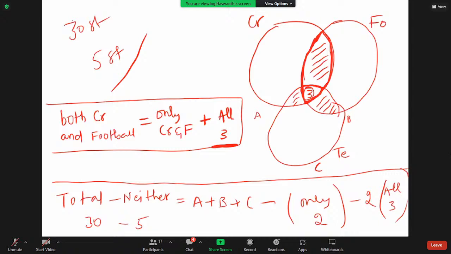because a slight change in the terminology matters, and you should have an understanding of what region I am considering for only cricket and football, and what region I will get for both cricket and football. What is the difference between them? That particular understanding must be there. So total minus neither is equal to A plus B plus C minus only 2 minus twice all 3. One way to solve here is using this formula, or the other way is by putting values in the circles.